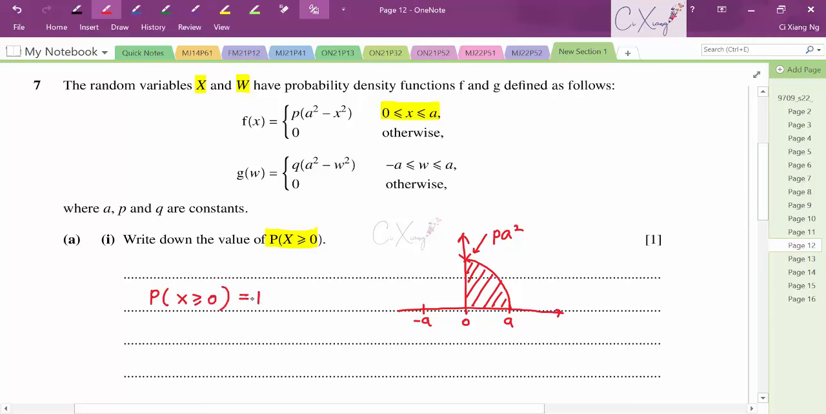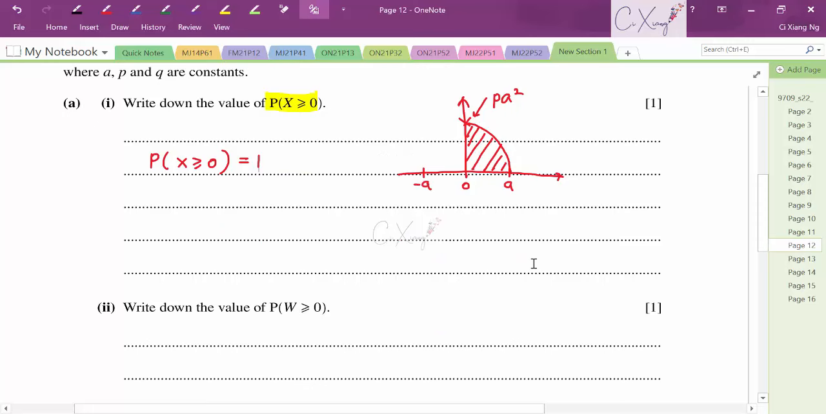For any continuous random variable, the total area under the graph should be equal to 1. So when x is greater than or equal to 0, it has already covered the total area under the graph. Therefore, we will make the probability equal to 1. So you can straight away write out the answer if you can visualize the diagram earlier by yourself. Then now you can go to part number 2.